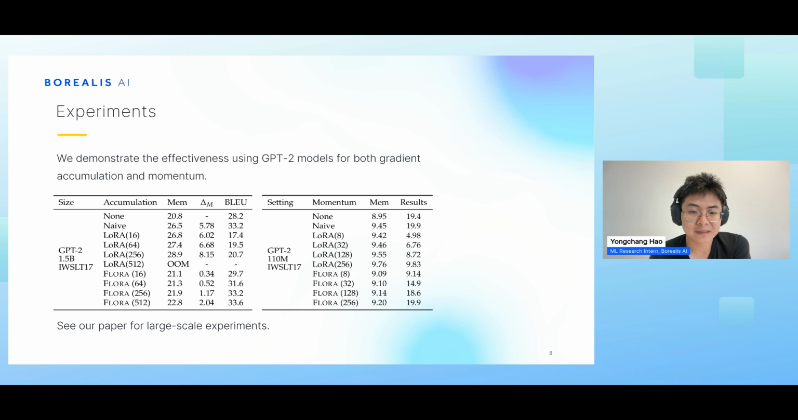In this experiment, we demonstrate the effectiveness of Flora using GPT-2 models. As you can see, the BLEU scores of Flora are higher than LoRA, while using less memory than both LoRA and the naive training.